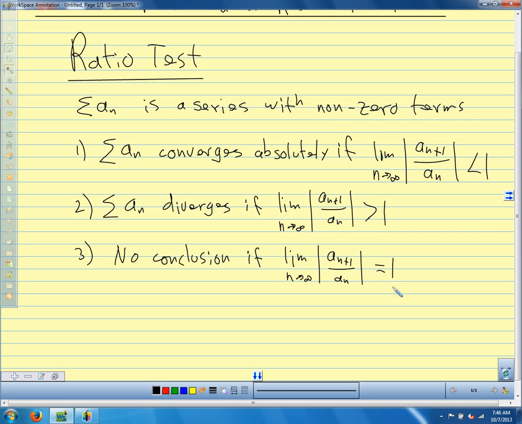So there's our test. We just form this limit and decide, is it less than 1, greater than 1, or equal to 1? If it's equal to 1, then we have to do more work. So this is a nice test. When you can use this test, it's a very nice test. The ratio test is nice for series that involve factorials and exponentials.